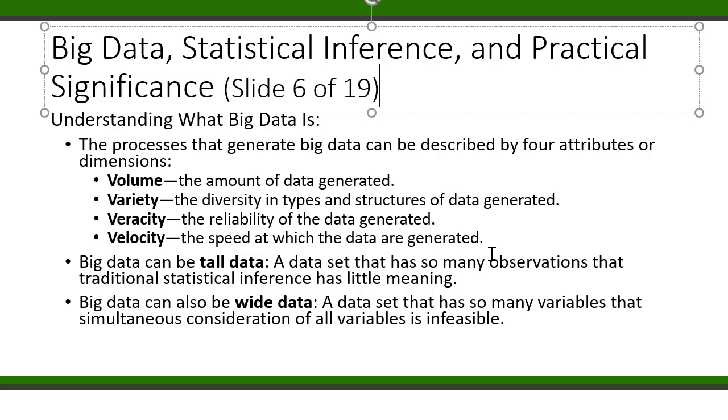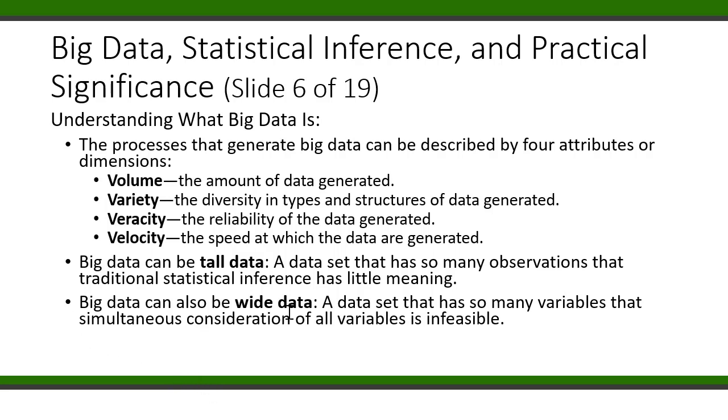So if we're doing a lot of sensor data and we need to analyze something in real time, how do we do that? Also, when we talk about big data, you can think about tall data. And tall data means it's a data set that has so many observations that a traditional statistics inference has little meaning. So we've seen that as the number of observations go up, it has an impact on the distribution. So in the case of a lot of observations, just about everything becomes significant. But is that really telling us anything?